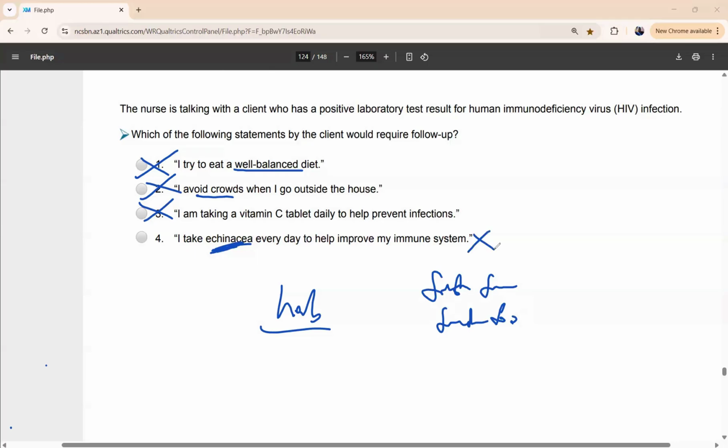So that's the reason why this requires what? Follow up. So the answer to this follow-up question is 4. Is that clear enough? Yeah. All right, great.